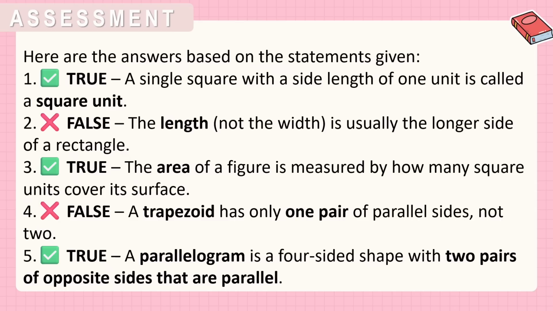Okay, so we have here the answers based on the statements given. For number 1, it's true. A single square with a side length of 1 unit is called a square unit. Number 2 is false. The length, not the width, is usually the longer side of a rectangle. Number 3, true. The area of a figure is measured by how many square units cover its surface. Number 4, false. A trapezoid has only one pair of parallel sides and not 2. Well, for number 5, it's true. A parallelogram is a four-sided shape with two pairs of opposite sides that are parallel.